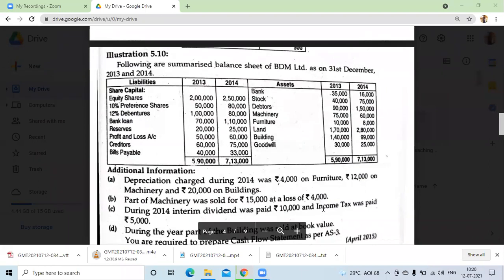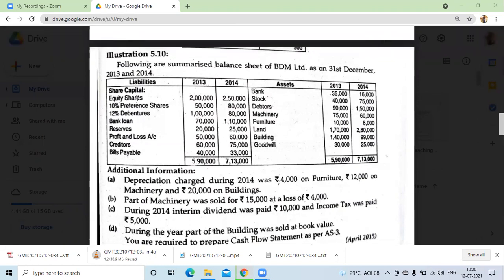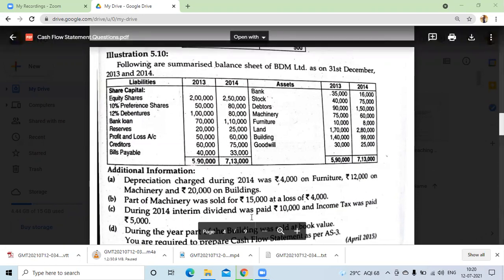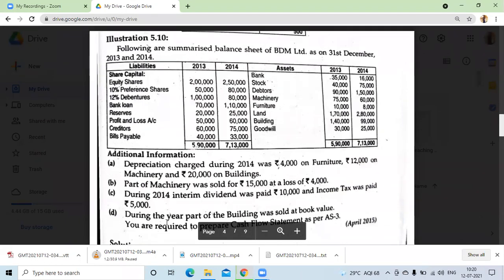So 2014 interim dividend was paid 10,000. So if paid is 10,000, what will be proposed? 10,000 only. Very good. Income tax was paid 5,000. Can you see any item which is related to income tax in the balance sheet? No, ma'am. Very good. So here income tax is paid rupees 5,000. Okay, now next, the last adjustment: during the year, part of the building was sold at the book value.